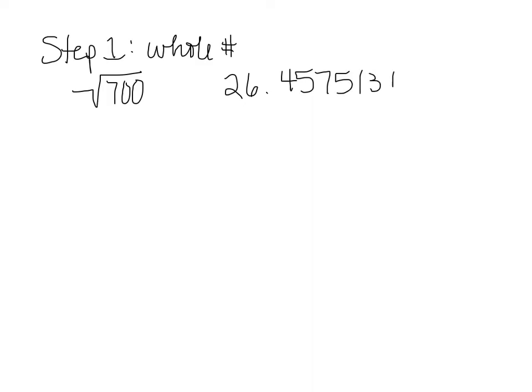26.45751311. Okay, perfect. We'll just leave that there as reference. Okay, step 1 is to find your estimated whole number. What square is below 700 and what square would be above 700? Okay, so we know, just take 20 times 20. What is it? 400. Are we still a little ways away? Right. Focus. You're not getting distracted.